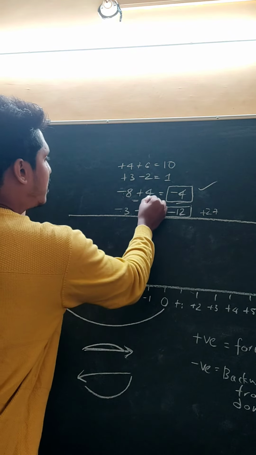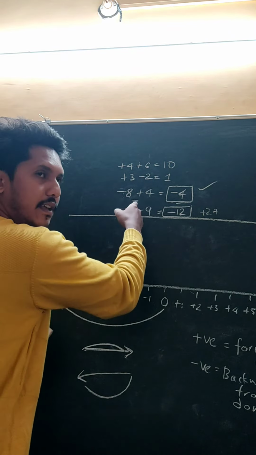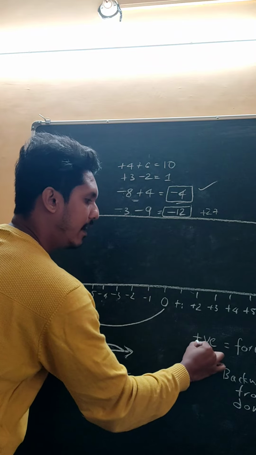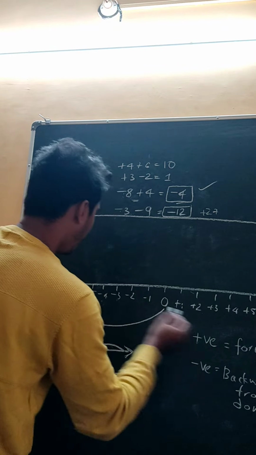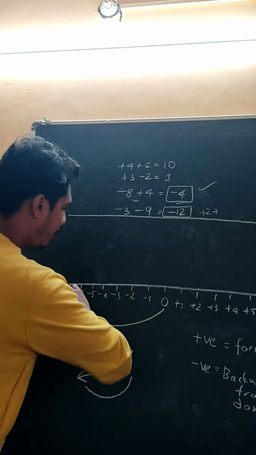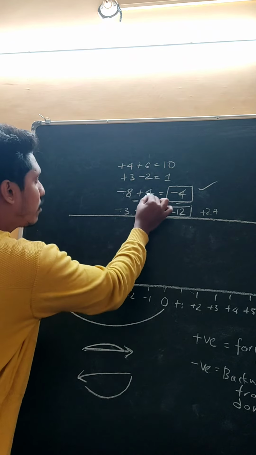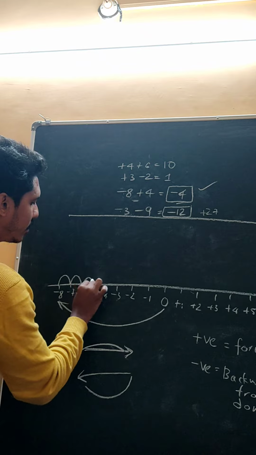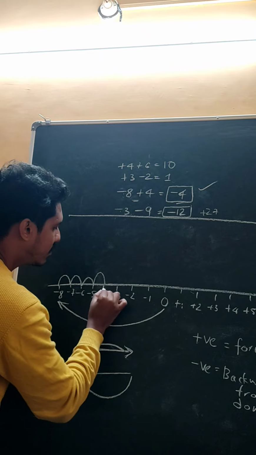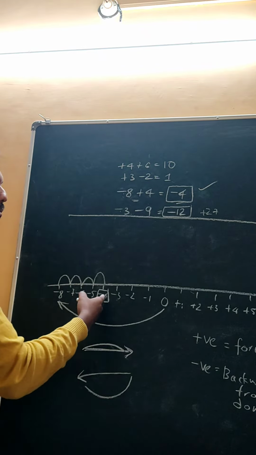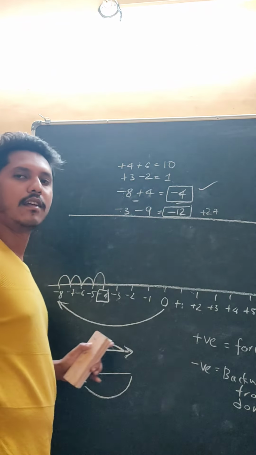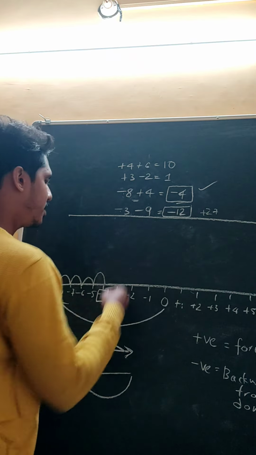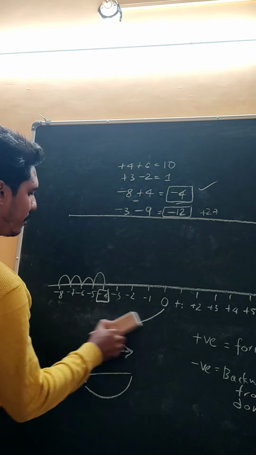Okay. Next is what? Plus 4. Plus sign is there, right? In case of a plus, positive sign, we have to move forward from the up. Forward means to the right from the up. How many houses? 4 houses we have to shift. 1, 2, 3, 4. So what is the answer we got? Minus 4. Understood? Okay. We'll check out the second problem.